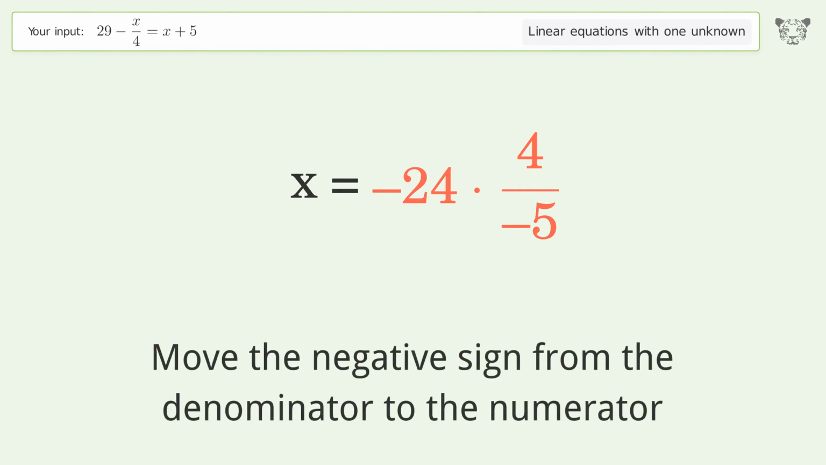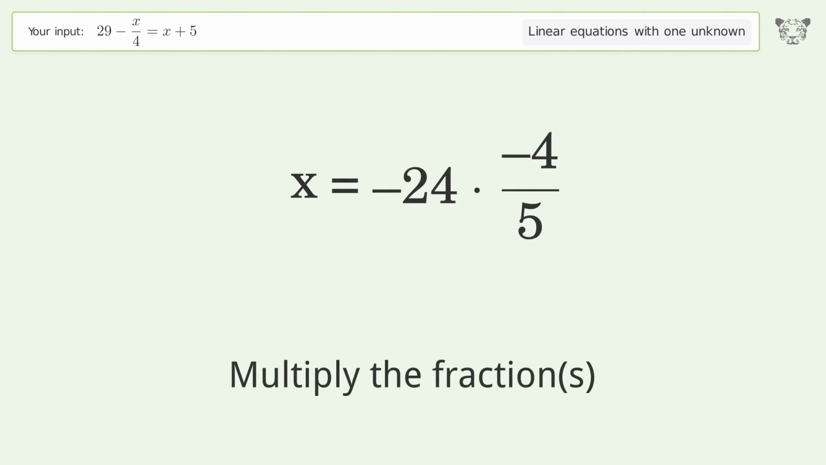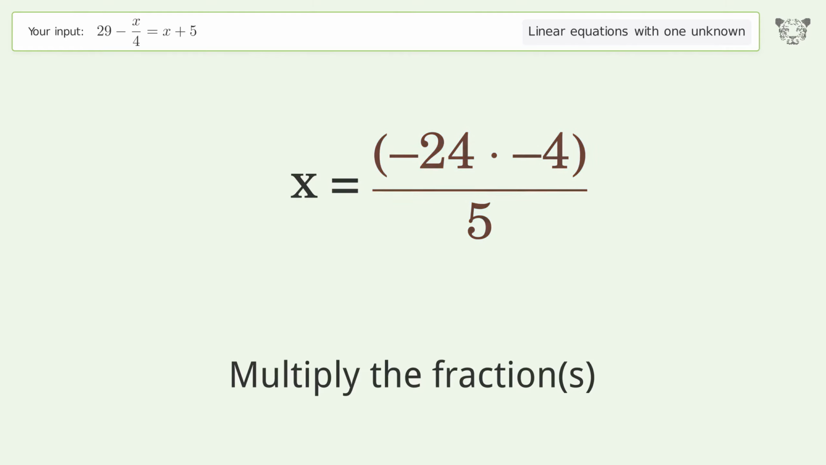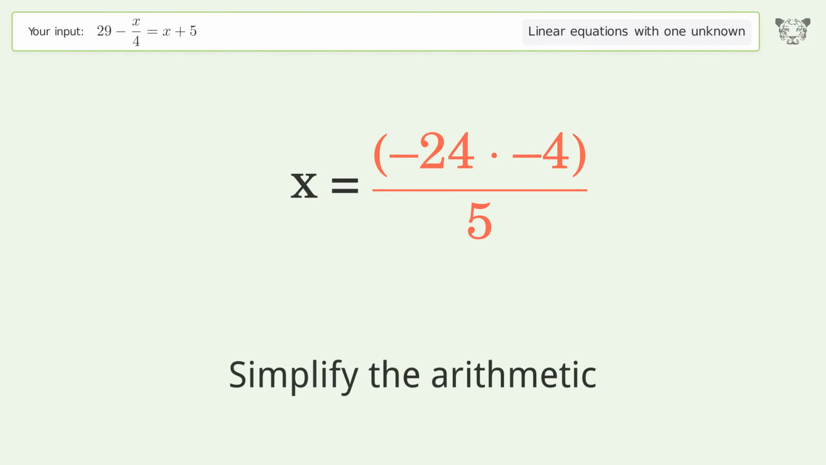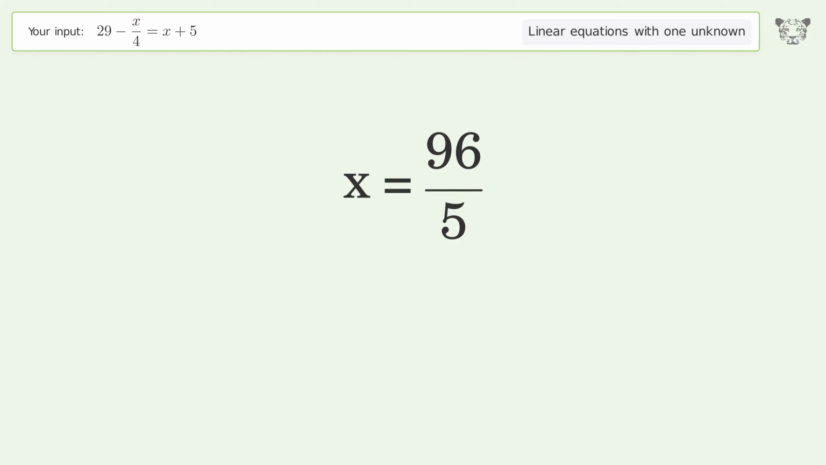Move the negative sign from the denominator to the numerator. Multiply the fractions. Simplify the arithmetic. And so the final result is x equals 96/5.